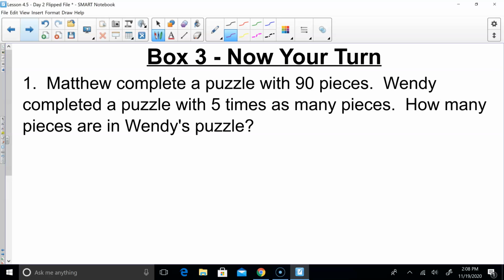Draw a big line right now on the top, label box 3, now your turn. And now here's your math problems to work on solving today. Matthew completed a puzzle with 90 pieces. Wendy completed a puzzle with 5 times as many pieces. How many pieces are in Wendy's puzzle? So you can pause the video, read the question again to yourself, picture what's going to happen, and then try to solve that using a comparison equation.